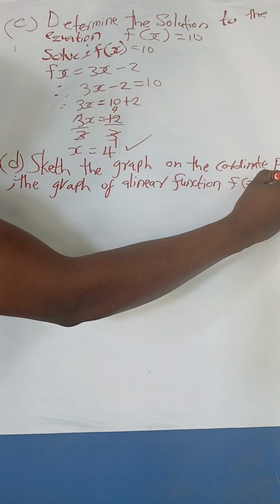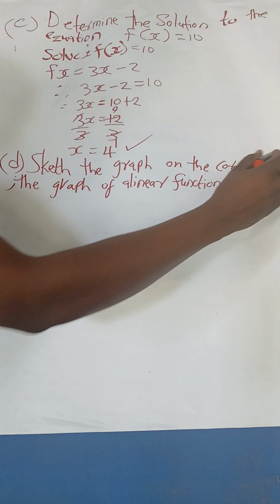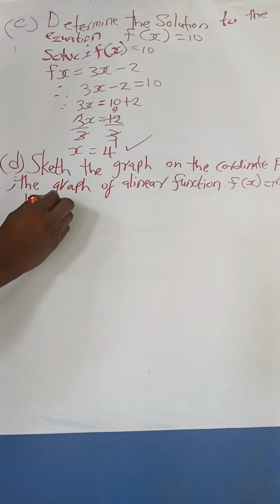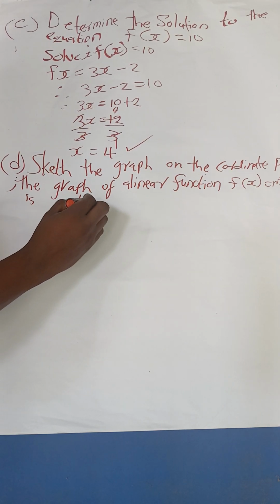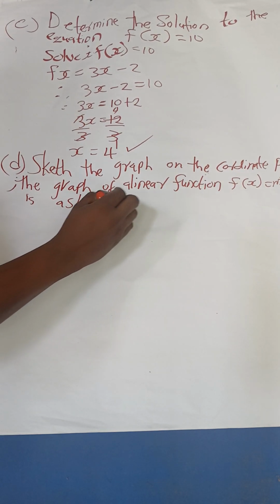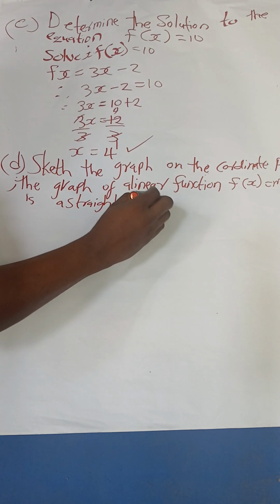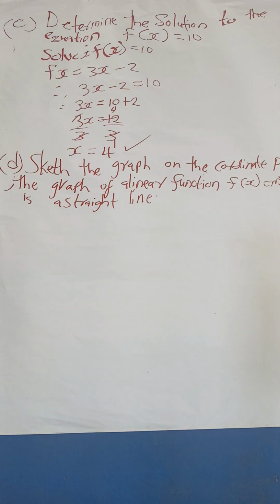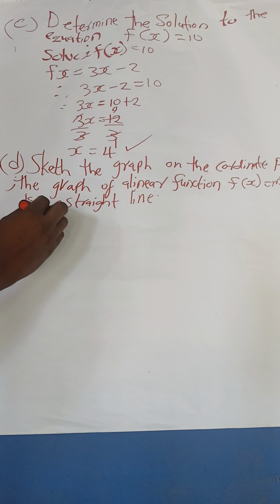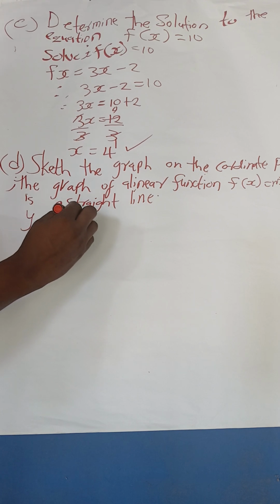mx plus b is a straight line. So at the end of the day, on the coordinate plane, we have to come up with what? A straight line. And we know very well we have to plot 2 points. We have to plot 2 points for the y-intercept, which we already determined.